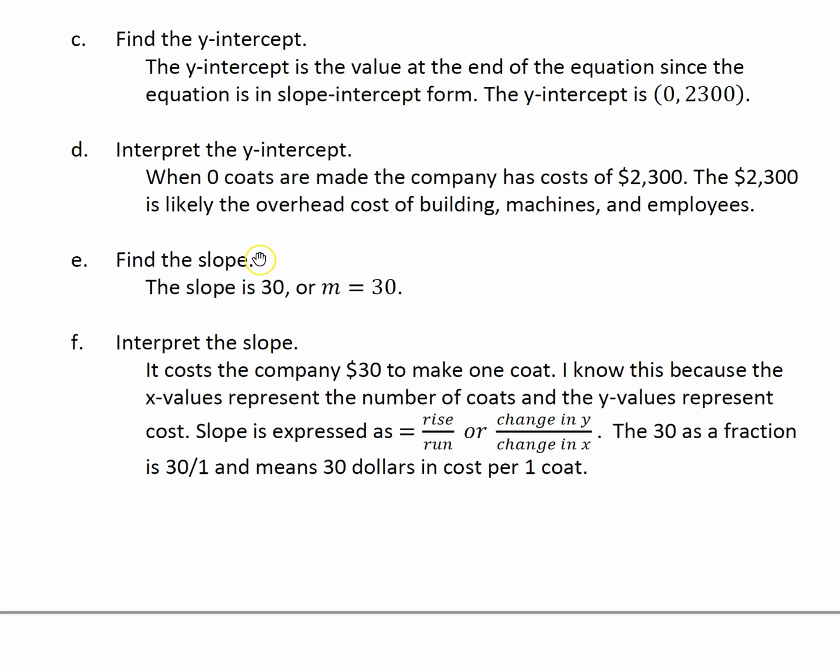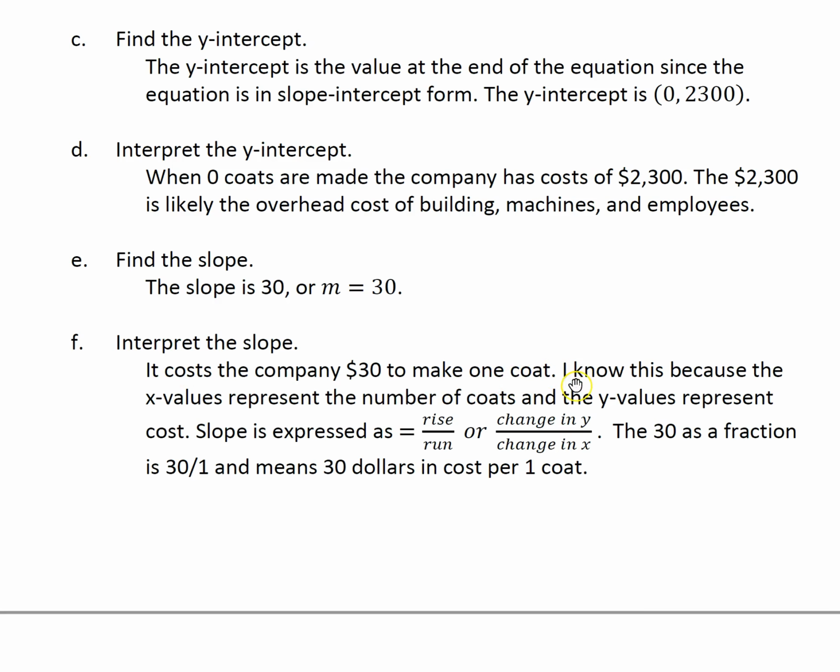Now let's take a look at the slope. The slope is 30. It was the number in front of x. So sometimes we identify slope with the letter m. So m equals 30. Now let's interpret that slope. Well, it helps to change the 30 into a fraction. Here it says it costs the company $30 to make one coat. So that's the direct interpretation.